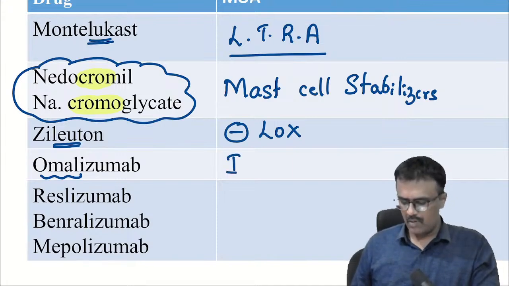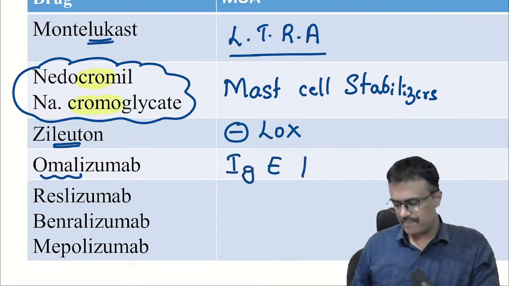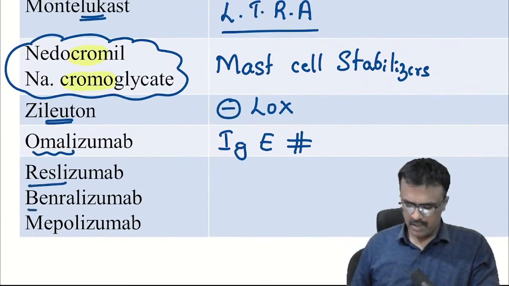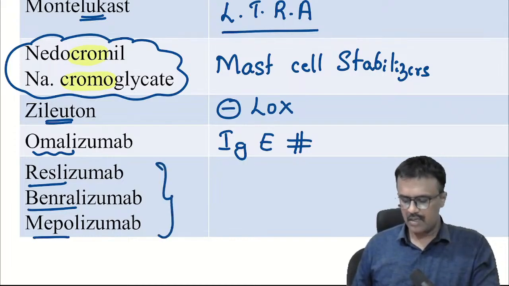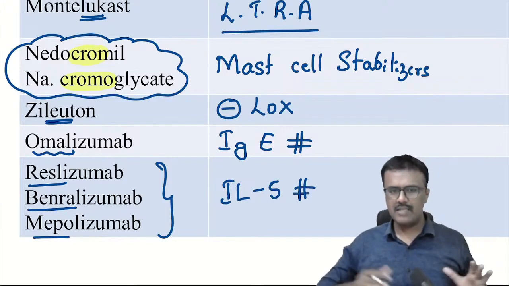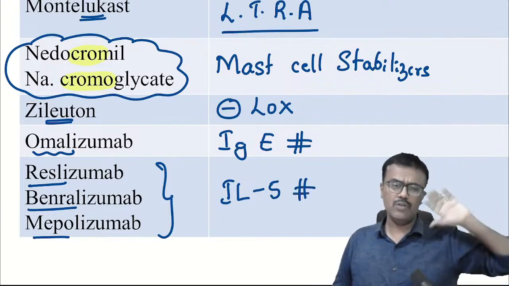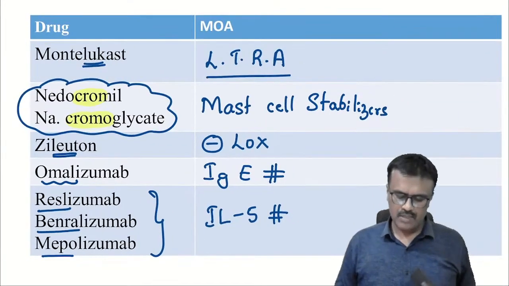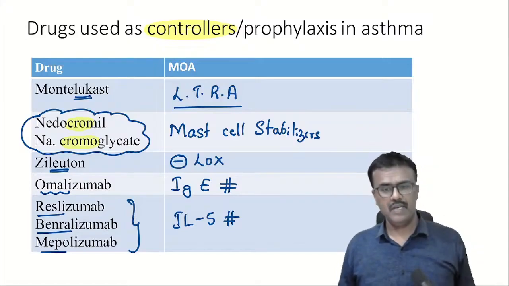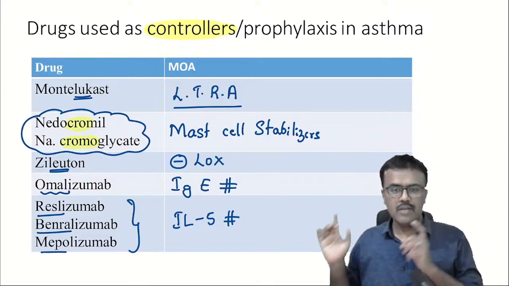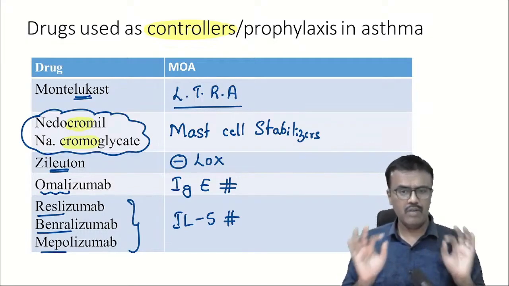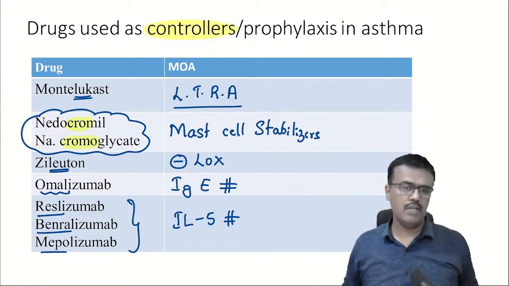Omalizumab blocks IgE. It's an IgE blocker. Reslizumab, benralizumab, mepolizumab, these are recent drugs. They block interleukin 5. Now, these last drugs are reserved for severe eosinophilic asthma. Now, please remember all these drugs are used for prophylaxis of asthma. The question asked in the exam is, are they used in acute attack of asthma when there is bronchoconstriction? No, they are only for prophylaxis. That is the question they keep on asking.